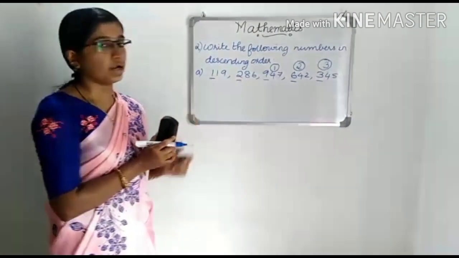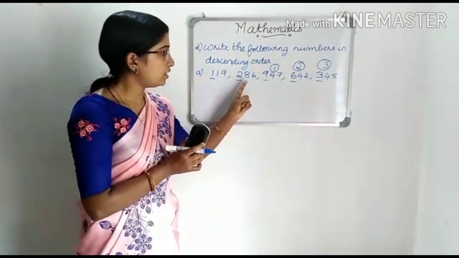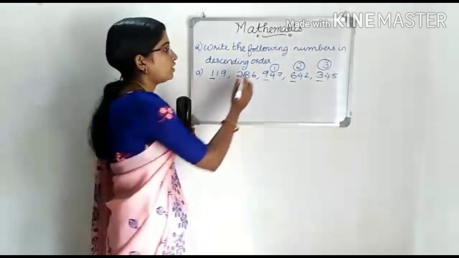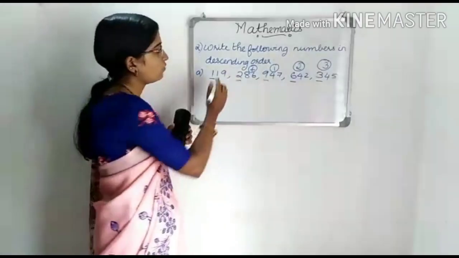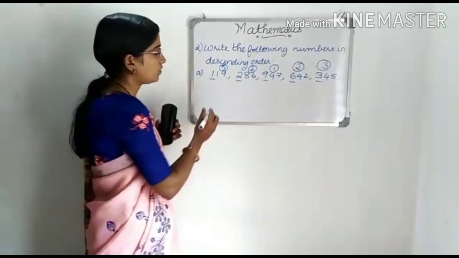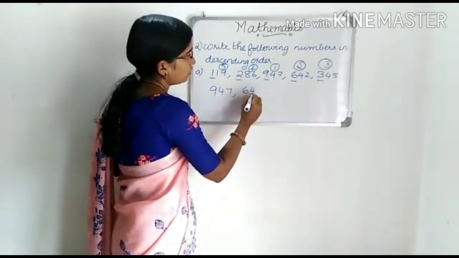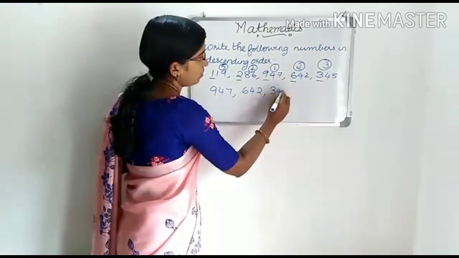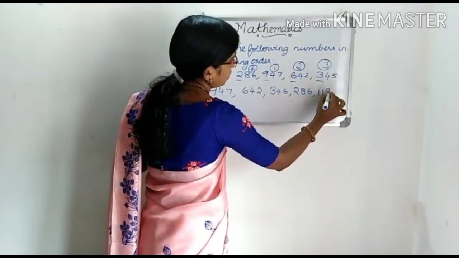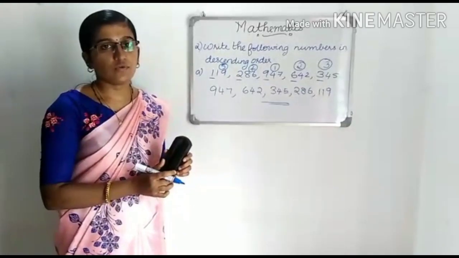Then we should compare 190 and 286. Here the digit in the hundreds place is 1 and here it is 2. So out of these 2 numbers, the largest number is 286. So this is the fourth number and 190 is the last number. So we can arrange the numbers in descending order. The first number is 947, then 642, then 345, fourth number is 286 and the fifth number is 190. So this is the descending order. Is it clear for you, children?